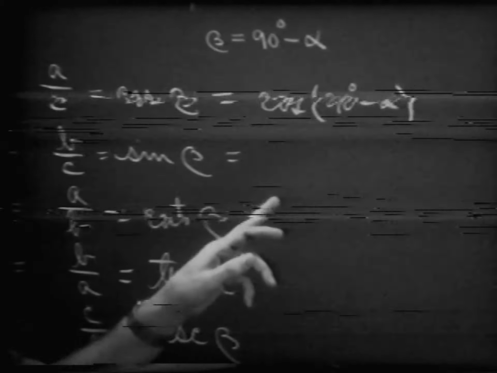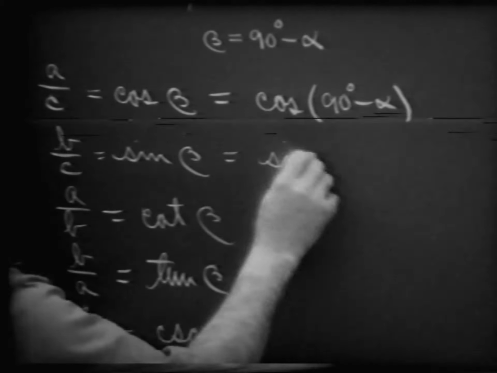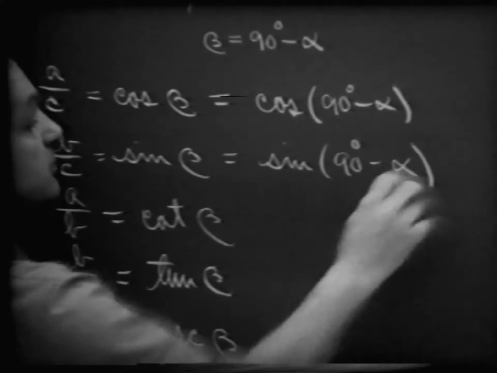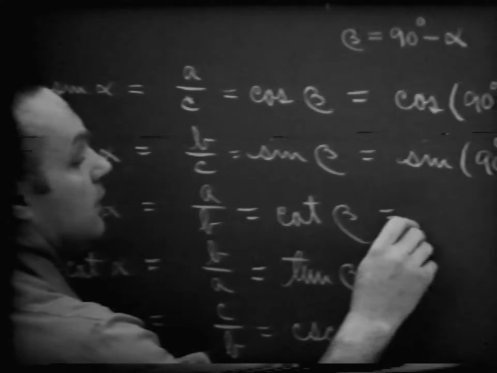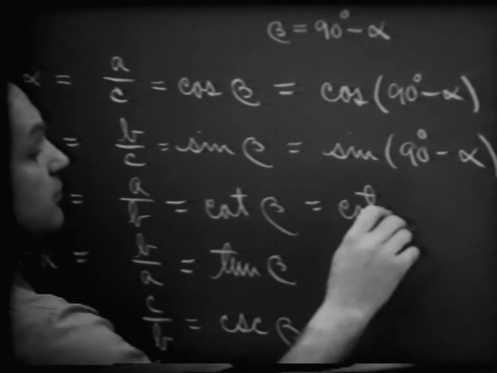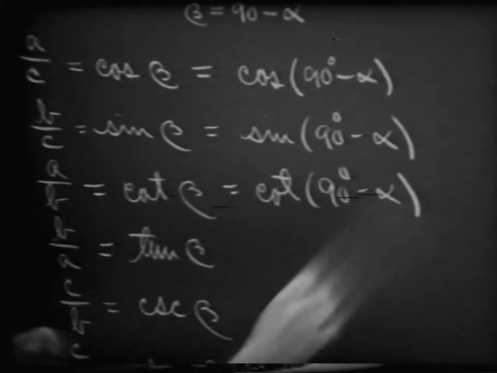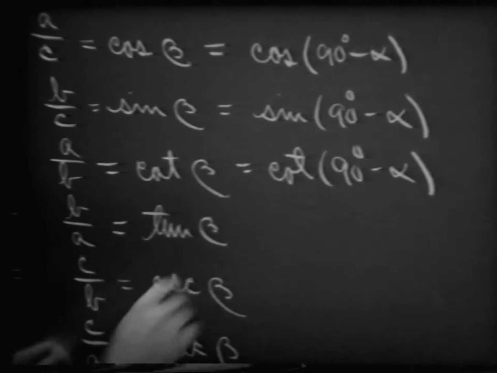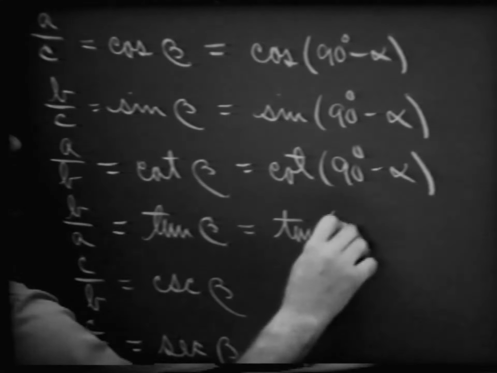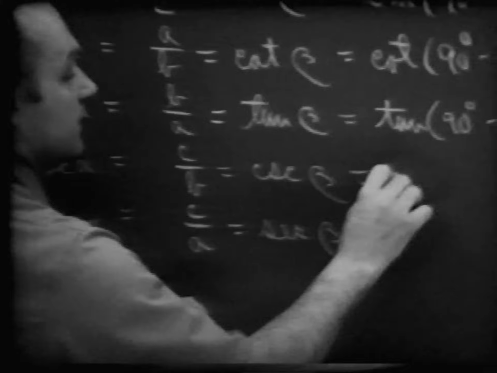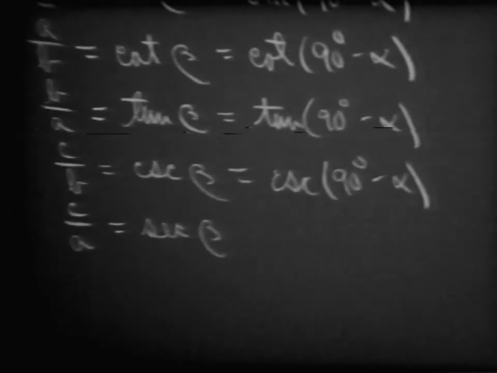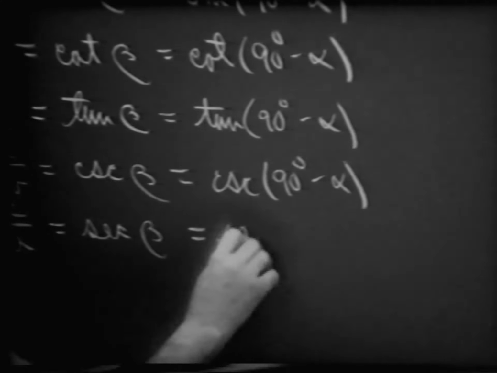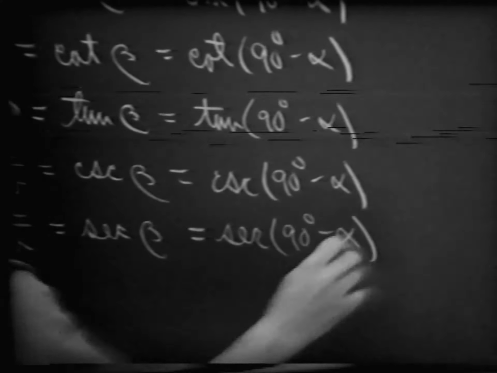It then is going to be equal to the sine of what? Of 90 degrees minus alpha. What about the tangent of alpha? It's going to be equal to the cotangent of 90 minus alpha. The cotangent of alpha is the tangent of 90 minus alpha. The secant of alpha is the cosecant of 90 minus alpha. And finally, the cosecant of alpha is what? The secant of 90 degrees minus alpha.